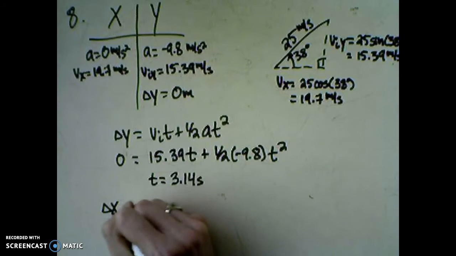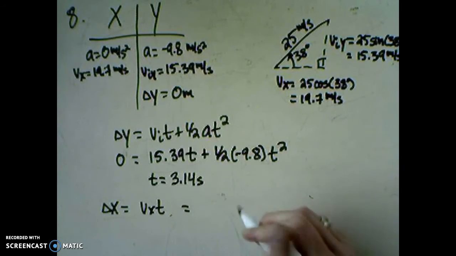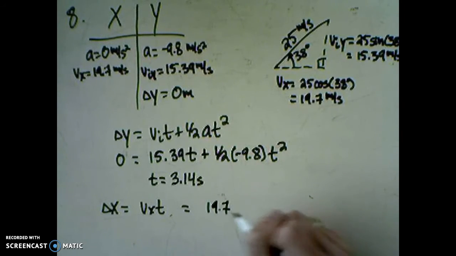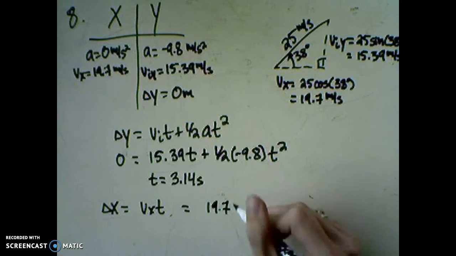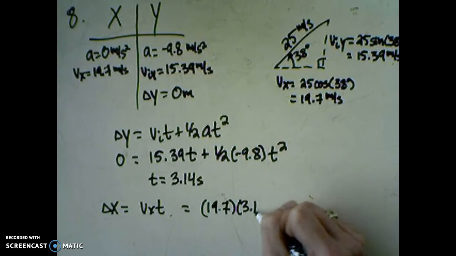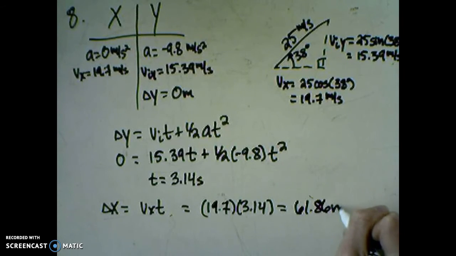Then my final step is just to plug that into my delta x equation to figure out my range, or how far from where they were launched. So I need to use my x velocity, which is 19.7, times my newly found time of 3.14, which gives me 61.86 meters.